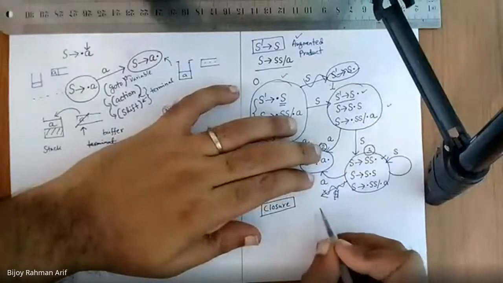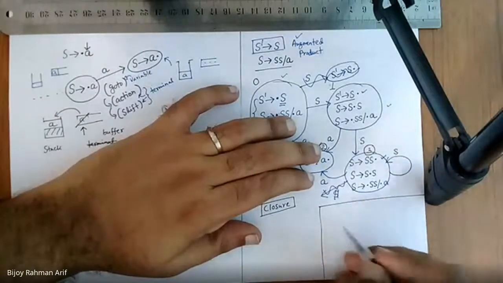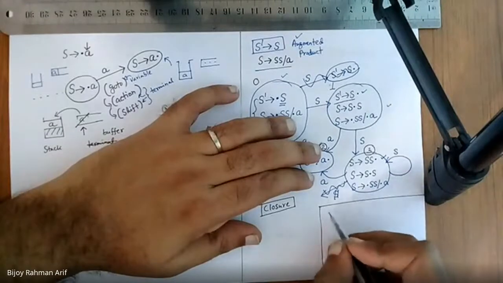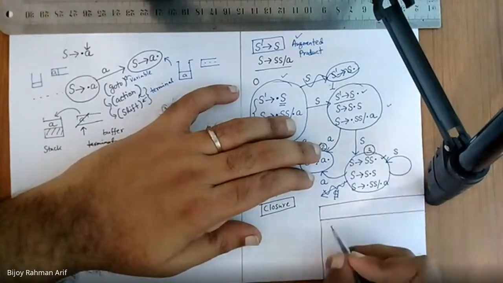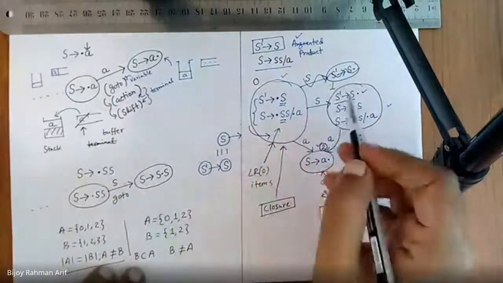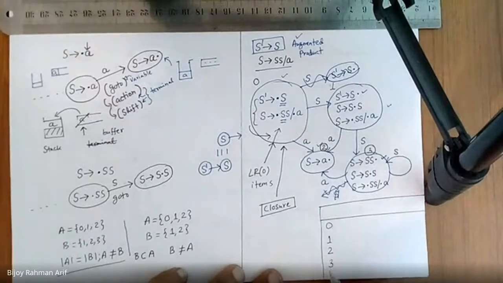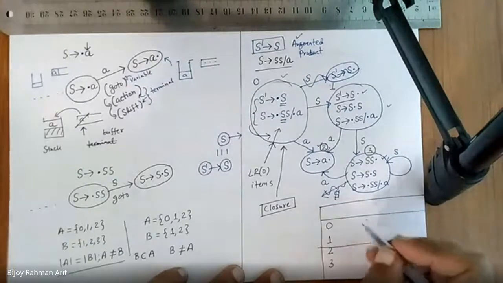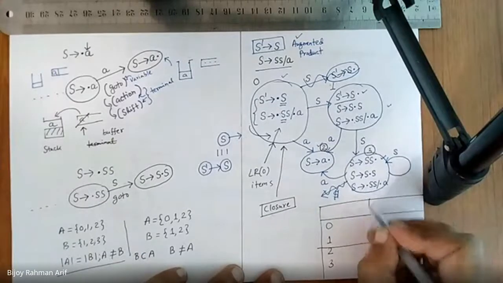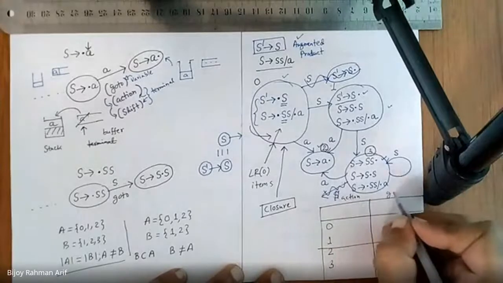How many states are there? 0, 1, 2, 3. So in the leftmost column, I am going to write the states: 0, 1, 2, 3. Right? Then I'm going to divide the whole table into two parts. One is called action, another one is called go to.